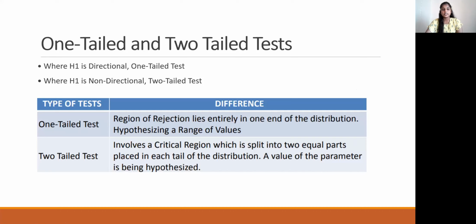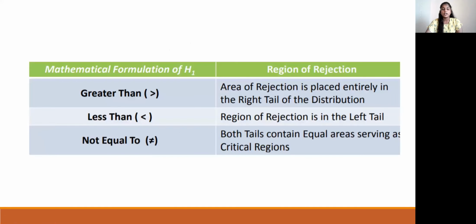One-tailed and two-tailed tests: where H1 is directional, it is a one-tailed test; where H1 is non-directional, it is a two-tailed test. Type of tests, differences. One-tailed test: region of rejection lies entirely in one end of the distribution, hypothesizing a range of values. Two-tailed test involves a critical region which is split into two equal parts placed in each tail of the distribution. A value of the parameter is being hypothesized.